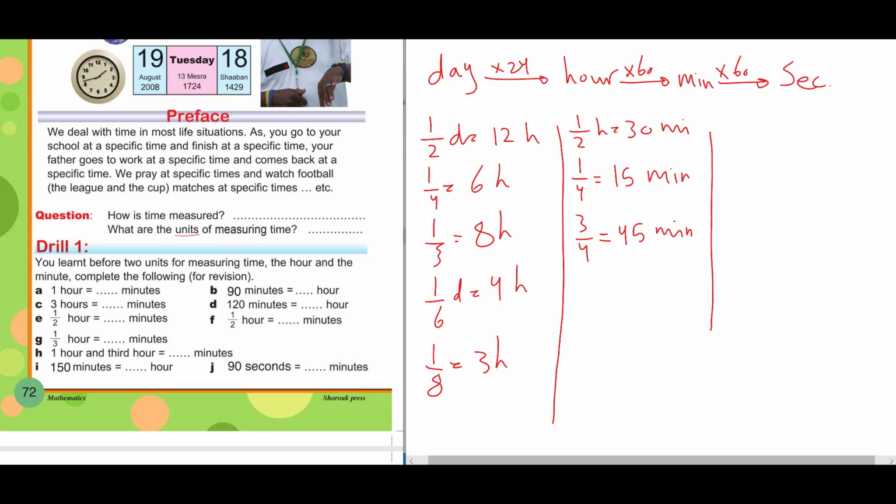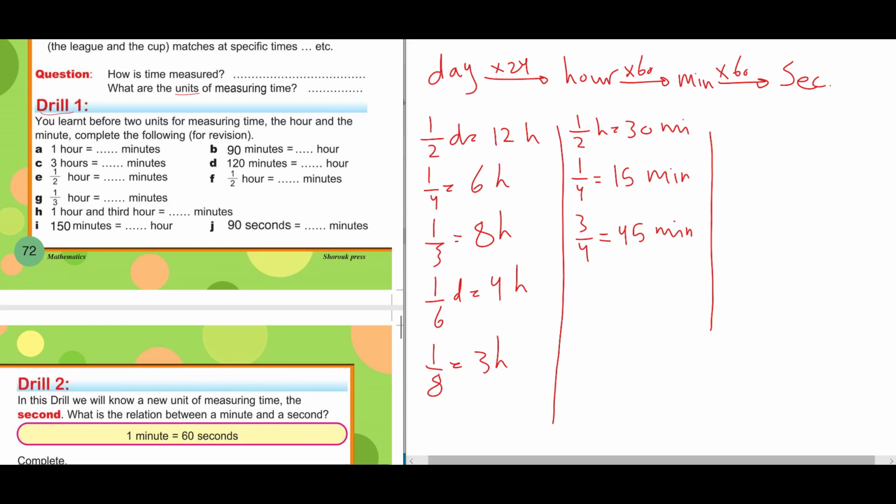Look at drill 1. You learned before the two units for measuring time, the hour and the minute. Complete the following for revision. Letter A, 1 hour equals 60 minutes. Letter B, 90 minutes equal 1.5 hour, because 1 hour equals 60 minutes plus half hour equals 30 minutes. 60 minutes plus 30 minutes equals 90 minutes.